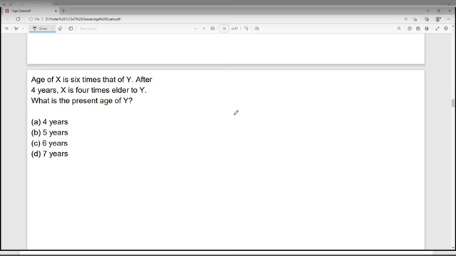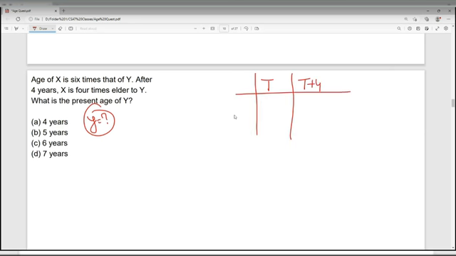So the question asks, what is the present age of y? So we have to calculate what is y. It states that the age of x is 6 times that of y. After 4 years, x is 4 times elder to y. What is the present age of y? The given time period is today, and then after 4 years. So we have t, and then we have t plus 4. There are two characters, x and y. So you can say this is x and this is y. This is x plus 4 and y plus 4.